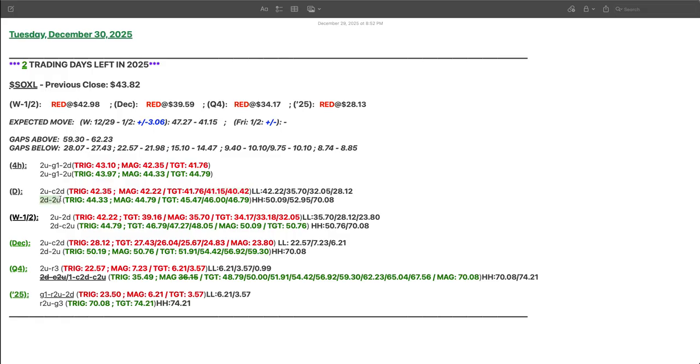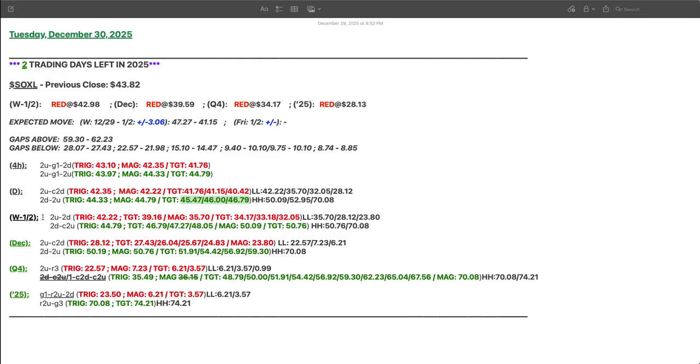Now, if we go to the upside, that triggers a 2 down, 2 up reversal, triggering at 44.33 with the magnitude of 44.79. So again, not a lot of magnitude there, but we do have some extended targets out here for you.